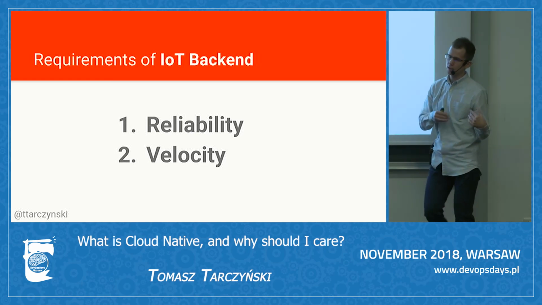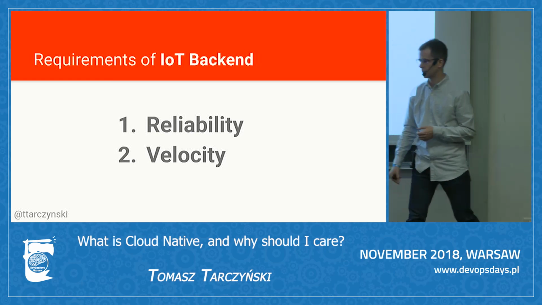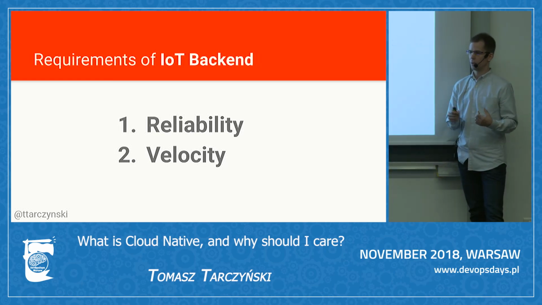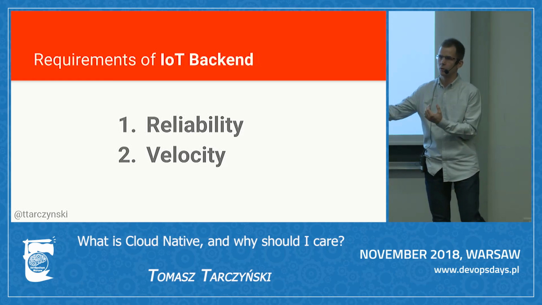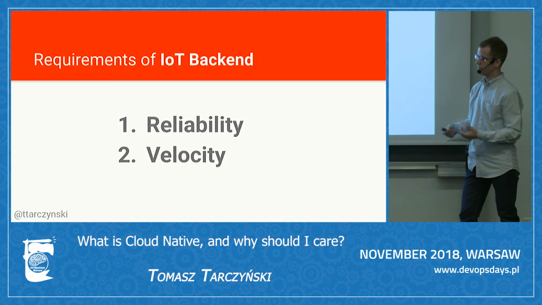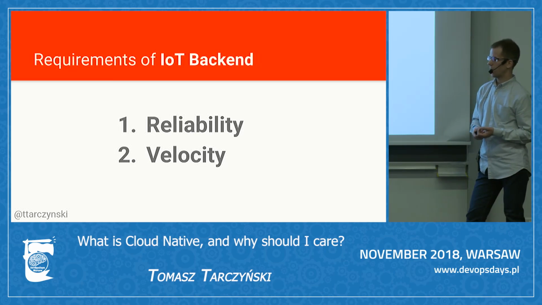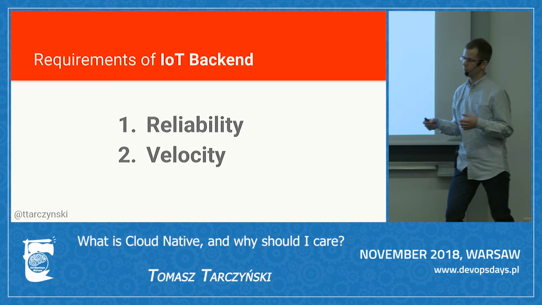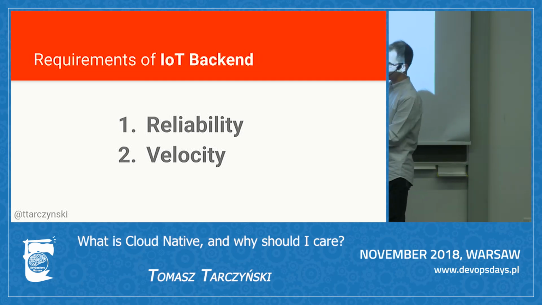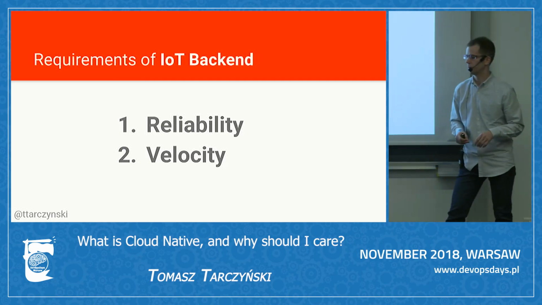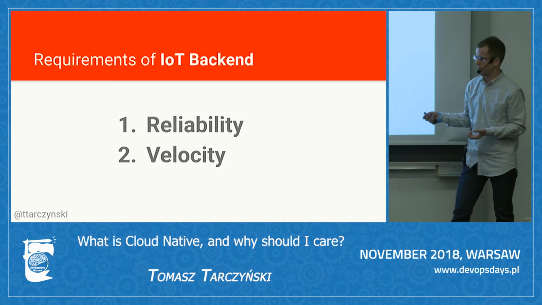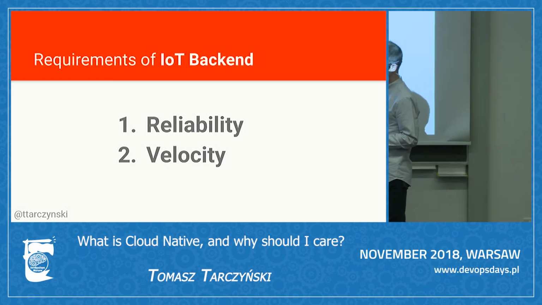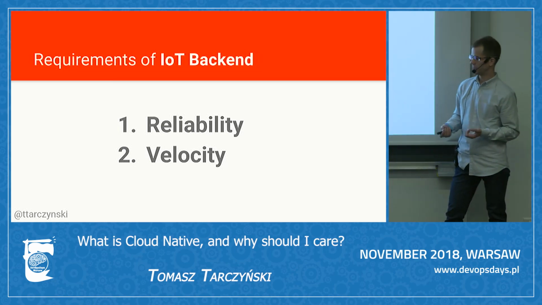Then the second requirement is about velocity. So how fast can we deliver new features to our customers? It means to us that we don't want to go through something like a month-long process while working on some new feature, but to be able to go from code being committed to version control by a developer to it running on production in something like an hour or 2. So those are the 2 requirements that we have.